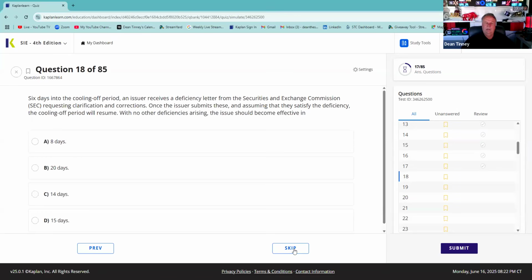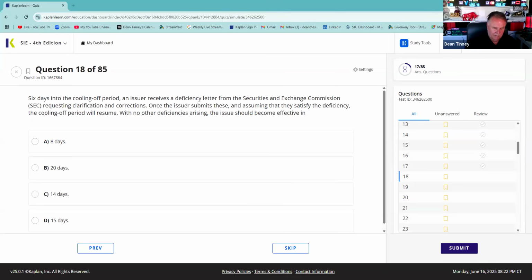6 days into the cooling off period. So we said very testable. The cooling off period is a minimum of 20 days. And so we are 6 days in. We receive a deficiency letter from the SEC.